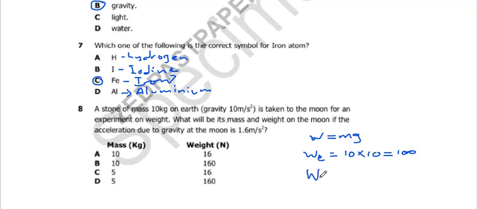And the weight on the moon would be found by the mass, which is 10, multiplied by the gravity on the moon, which is 1.6, and this would give you 16. So the question is asking you for the mass and weight on the moon. The mass would still be 10, and the weight would then be 16 newtons. So we'd have A as our correct answer.